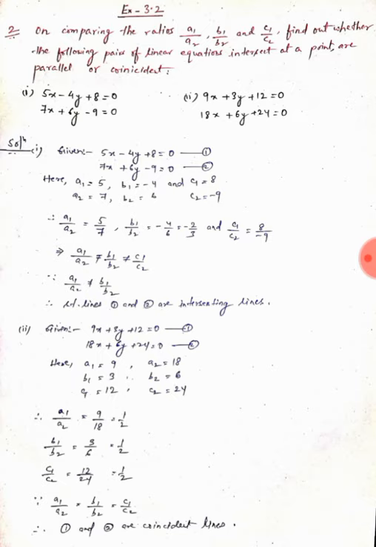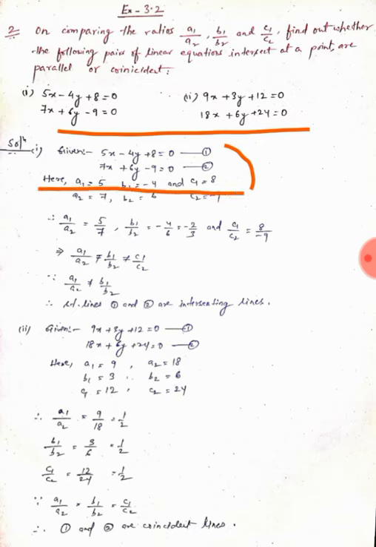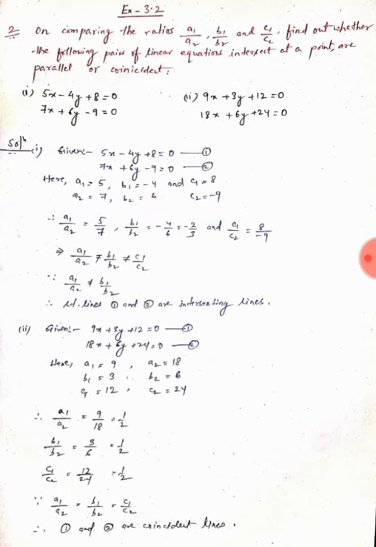Okay, so to that what I have done, two questions we have, sub part 1 and sub part 2. So number 1, how I have solved, just see. First equation, two equations I have written that are given: 5x minus 4y plus 8 equals 0, 7x plus 6y minus 9 equals 0. Here what is a1, b1, c1 I have written, what is a2, b2, c2 I have written, and I have found what is a1 by a2, b1 by b2, c1 by c2. You can see, right?